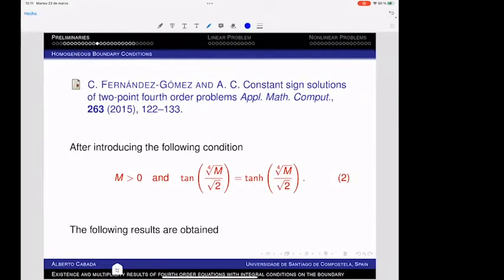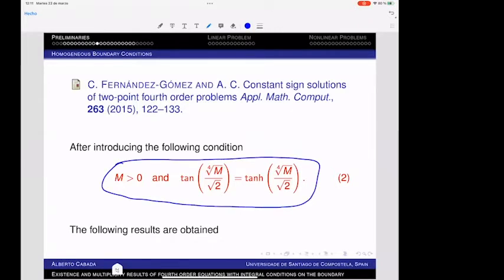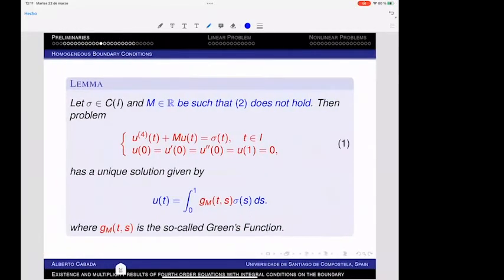And so for this case, with these boundary conditions, in this paper with Fernández Gómez, a former student, first we prove that this is just the spectral condition. Our problem has a solution if and only if condition 2 does not hold, when tangent is not hyperbolic tangent, right? And in this case, where it does not hold, we have a unique solution, and this unique solution is given by a Green function.